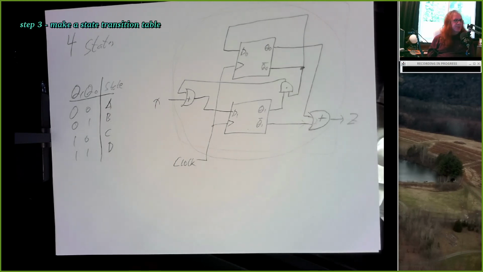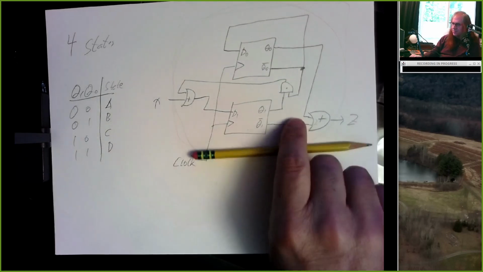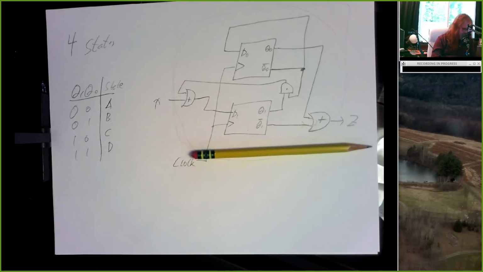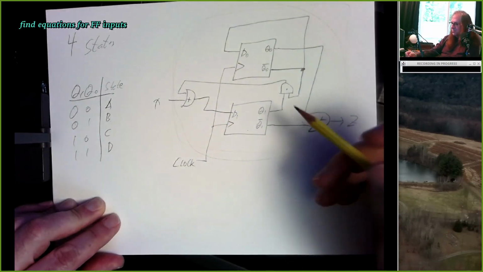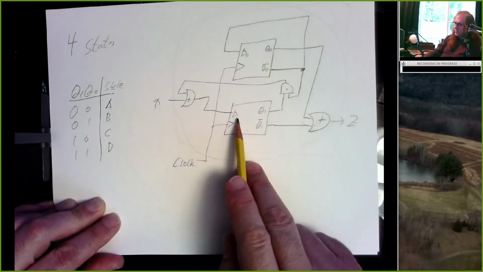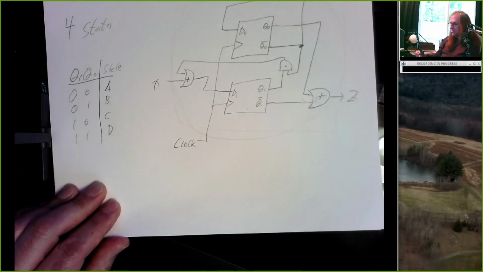All right, step three, this is the big one. We're going to make what's called a state transition table. But to do that, we're going to do some analysis on this circuit first. So let's find equations for the flip-flop inputs, because the whole behavior of the system is based on the value of D0 and D1 when the clock ticks. So let's write some equations.